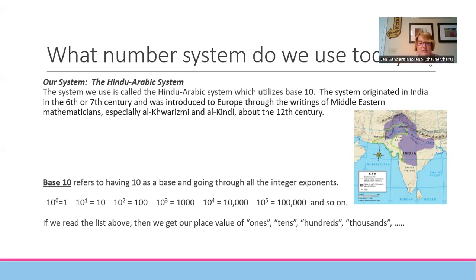Base 10 is our system, and it refers to having 10 as a base and going through all the integer exponents. So as you can see down here, we've got 10 to the 0, that equals 1, 10 to the first, that's 10, 10 to the second is 100. So this is ones. Tens. Hundreds. I'll only do one more. Thousands. So that's how we get all of our place values.